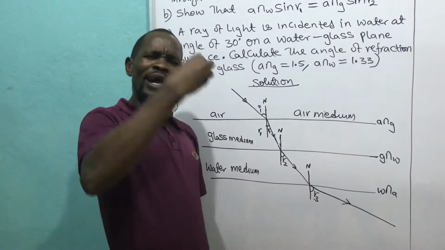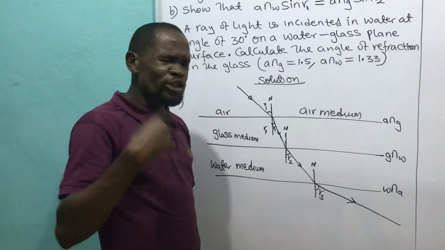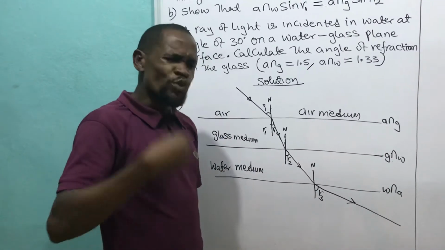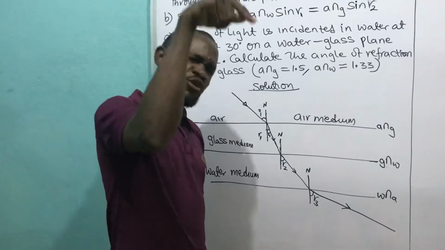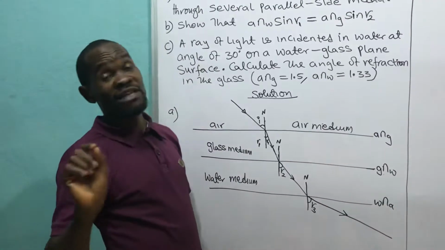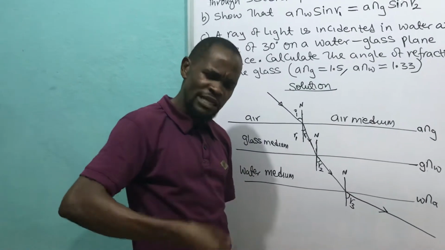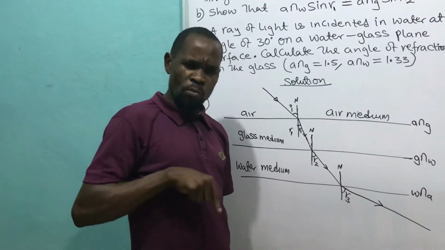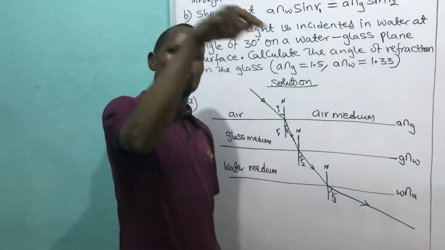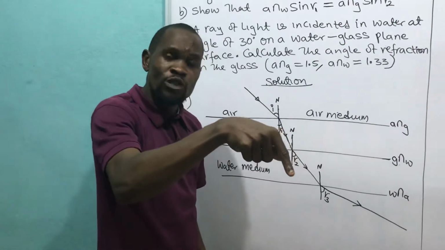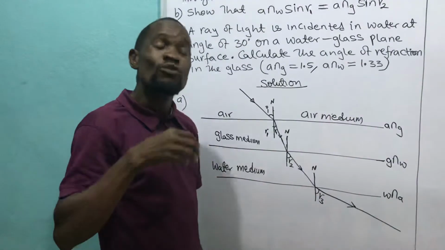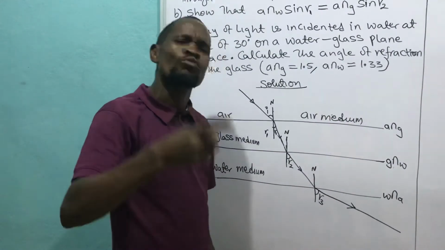So immediately you are in a medium, you are no more thinking about that medium. What we are thinking about is the next medium where you are entering. That's the refractive index you are looking for. If today is Monday, then tomorrow is Tuesday. So I'm looking for the refractive index of tomorrow, not today.